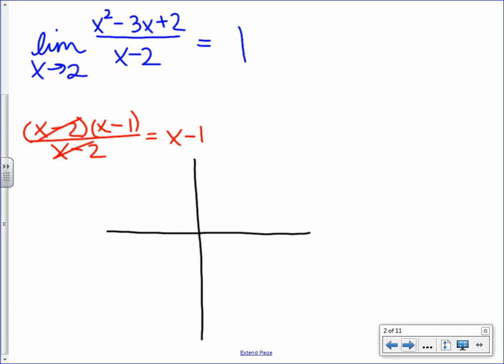Okay. So we graph this. Let's see. Negative 1 is our y-intercept. We have a slope of 1. And we have a hole at x equals 2.